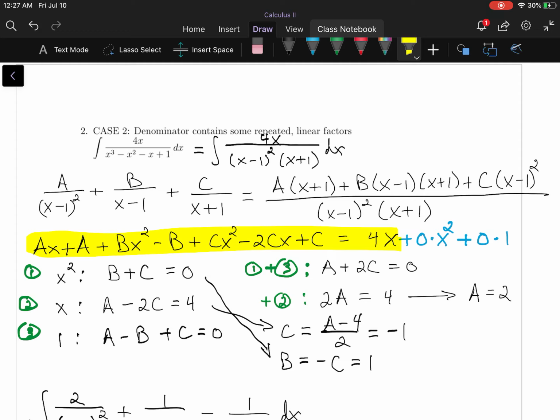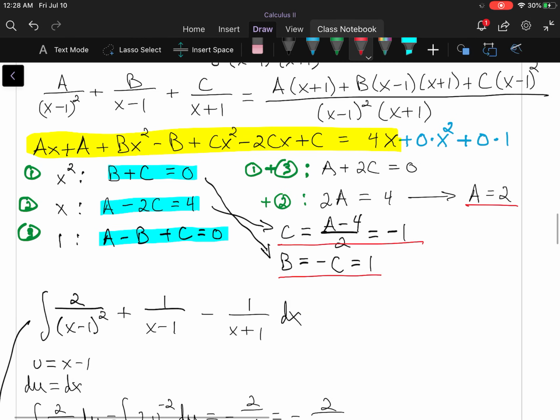On the right side, there is no x squared. You could view it as 0 times x squared, which is why b plus c is set to 0. Likewise, there's no constant term, so you could view 1 as secretly multiplied by 0, which is why this equation equals 0. But there is an x term whose coefficient is 4. So the coefficient of the x term on the left side, a minus 2c, must equal 4. So 3 equations, 3 unknowns. You could use a variety of techniques to solve for them, but what you should discover is that a is 2, b is 1, and c is negative 1.